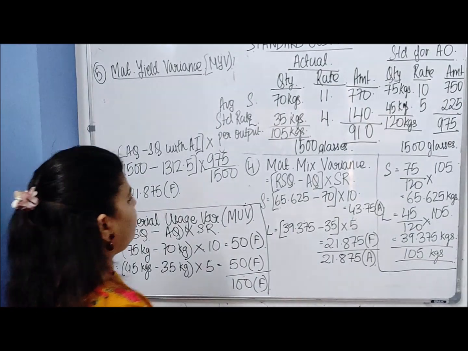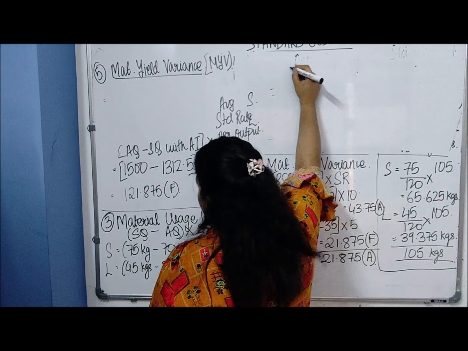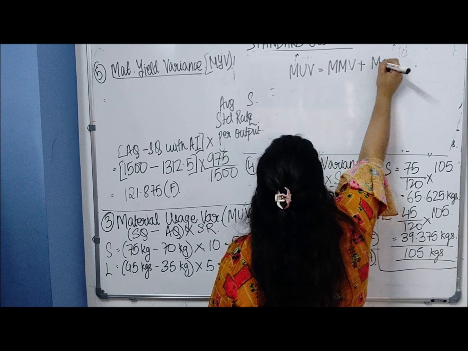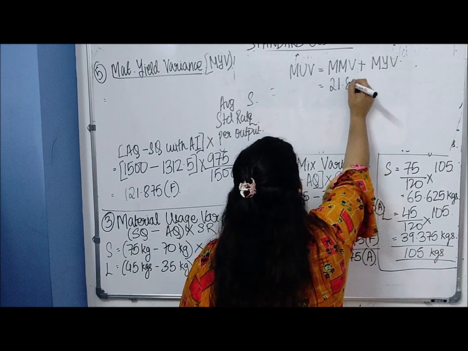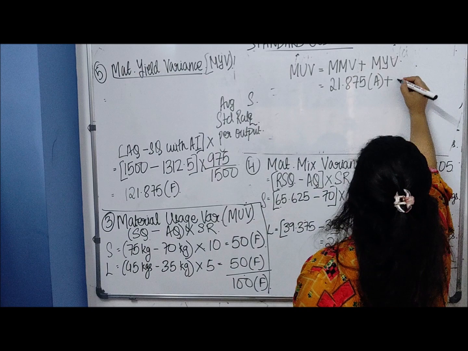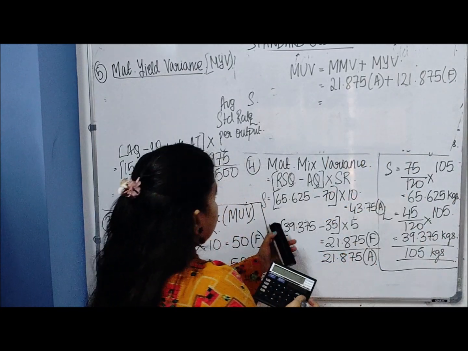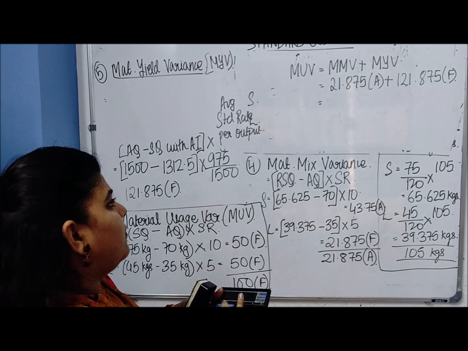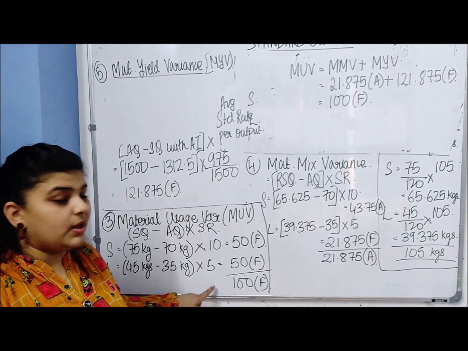The last check that we are going to see is material usage variance is equal to material mix variance plus material yield variance. What is my material mix variance? 21.875 adverse, plus yield variance, which is 121.875 favorable. So this would be 121.875 minus 21.875. So we got 100 favorable. Is it matching to our usage variance? Yes.